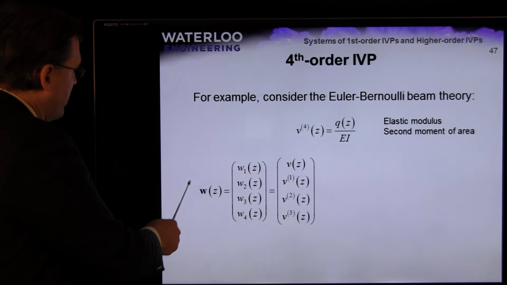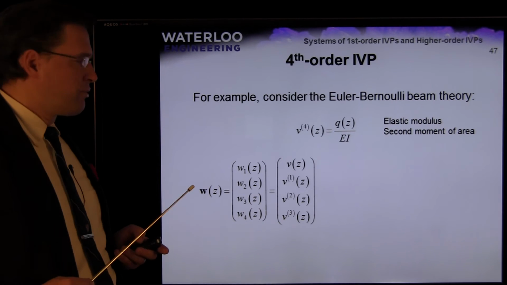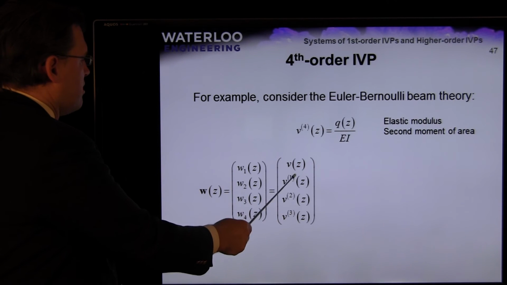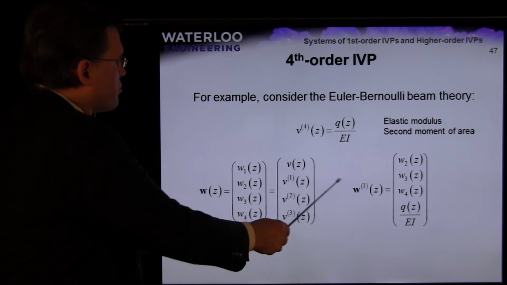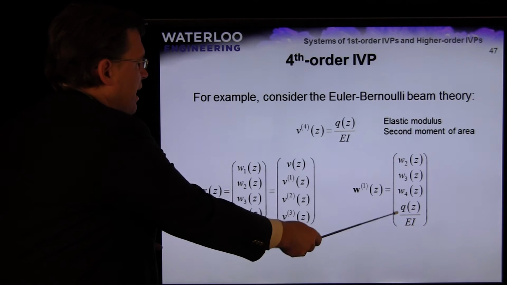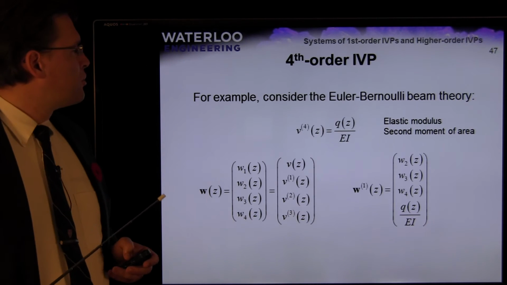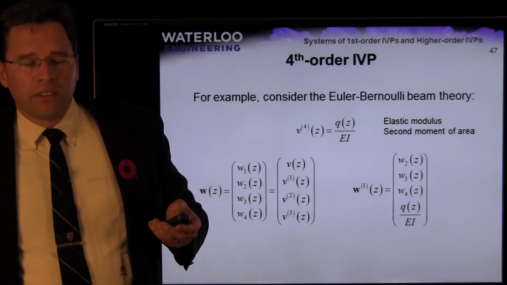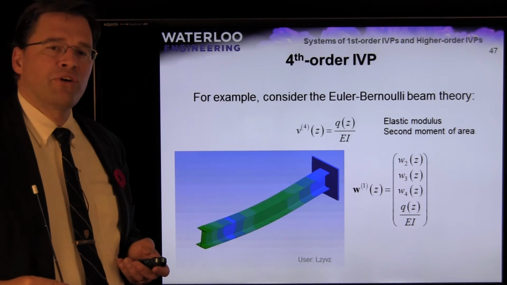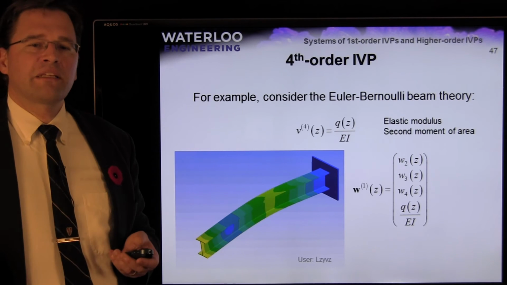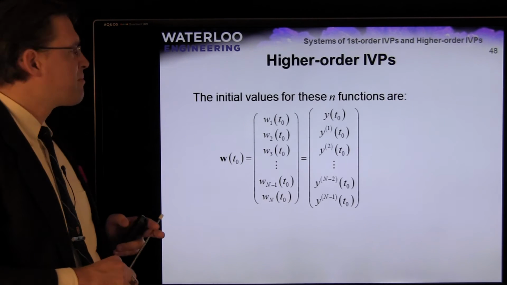In this case, we have w of z is a sequence of 4 derivatives: v, v prime, v double prime, v triple prime. Therefore, the derivative is just w2, w3, w4, and our right-hand side, the fourth derivative, is just going to be qz over EI. You can then use this, if you use finite elements, to actually model the behavior of a beam when force is placed upon it. Hopefully this isn't the beams used in E5. All right.